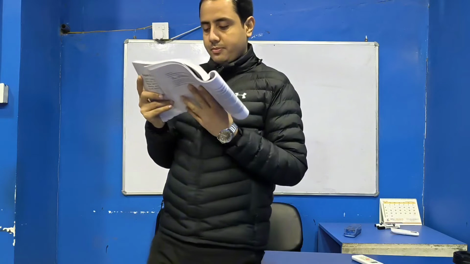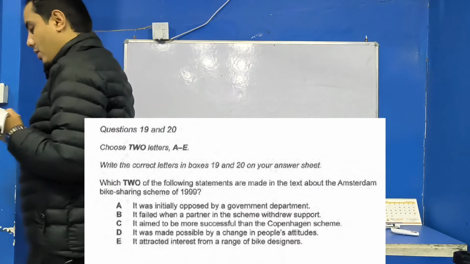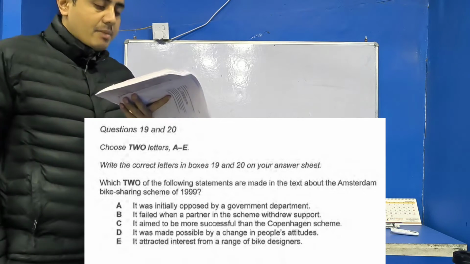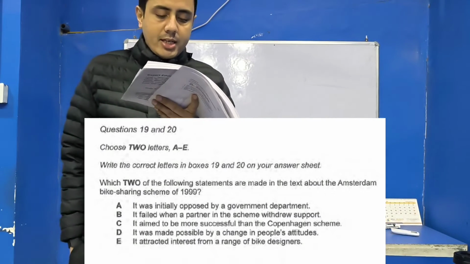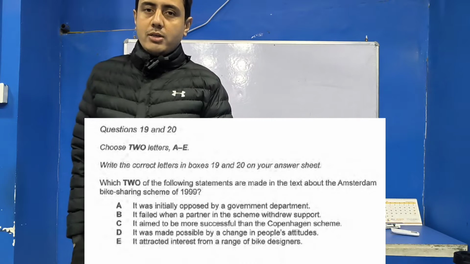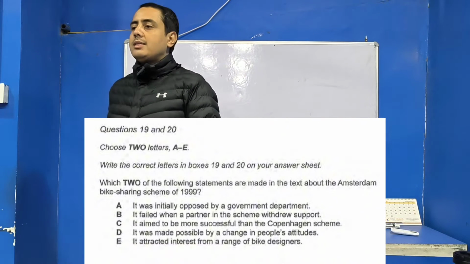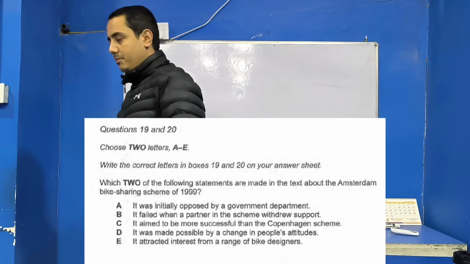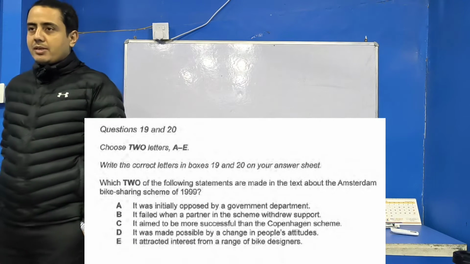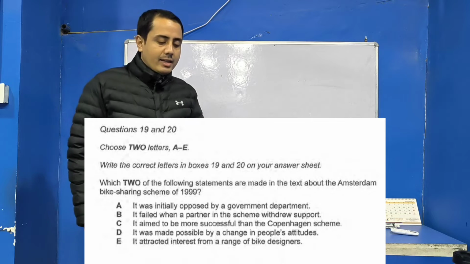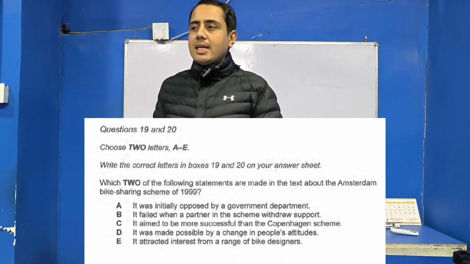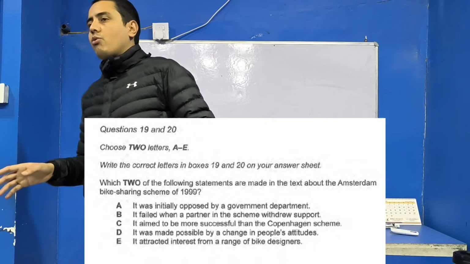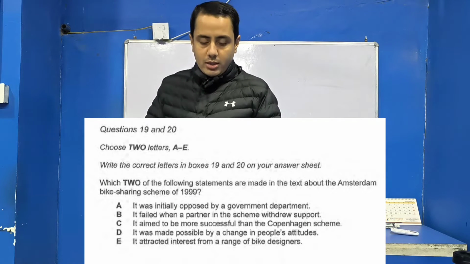Let's look at the question. Which two of the following statements are made in the text about the Amsterdam bike sharing scheme of 1999? So, what does the question mean? In the city of Amsterdam, have you heard of that city? Amsterdam is the capital of the Netherlands. In that city, in 1999, they launched a bike sharing scheme. We know that now. Now, in that scheme, what happened?